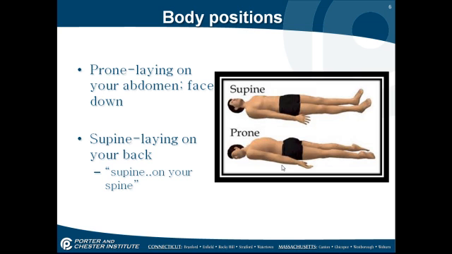We're talking about positioning. Again, another way to locate certain body parts is dependent upon what position the body is in. If the body is laying in a prone position, it is laying face down on your abdomen, and a supine position is laying on your back, face up. And one easy way to remember that is supine is on your spine.